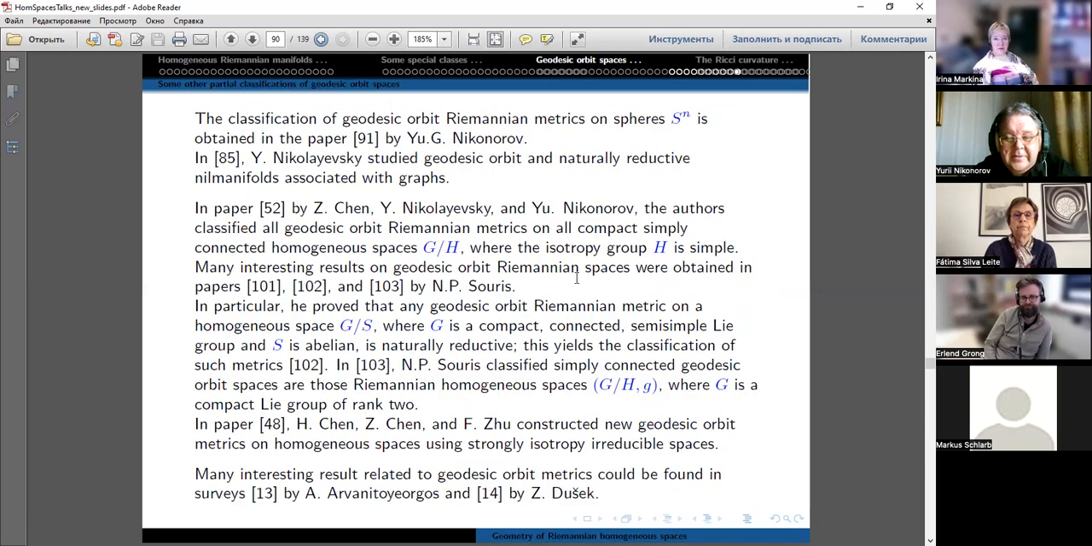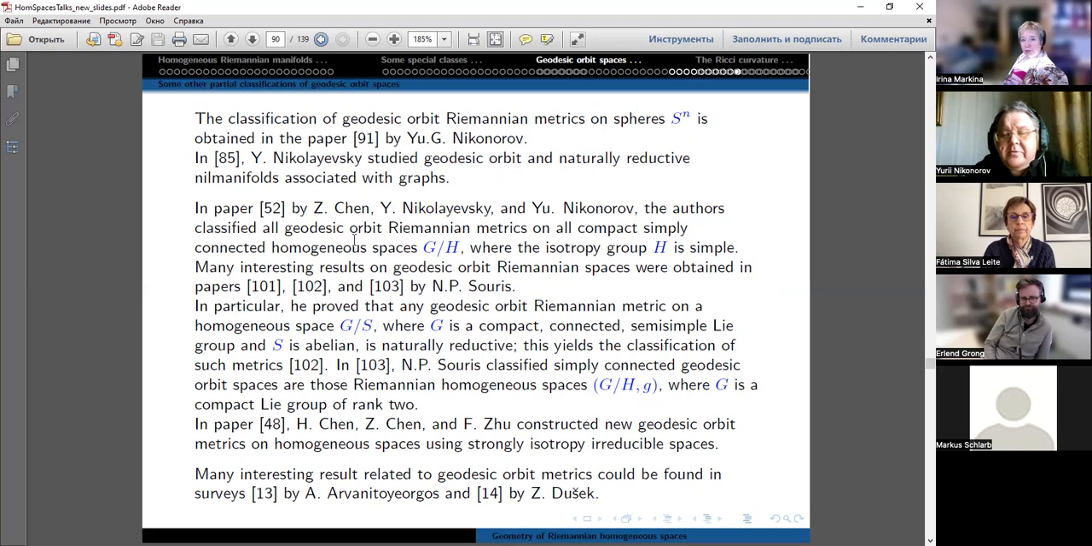And there are some other results. I don't explain details of these results. For example, classification of geodesic orbit metrics on all spheres. Geodesic orbit metrics on some nilmanifolds, shaded with some type of graphs, by Nikonorov. In our recent paper with Nikonorov and Chen, we classified all geodesic orbit Riemannian metrics on all compact simply connected homogeneous spaces G mod H, where the isotropy group is simple.